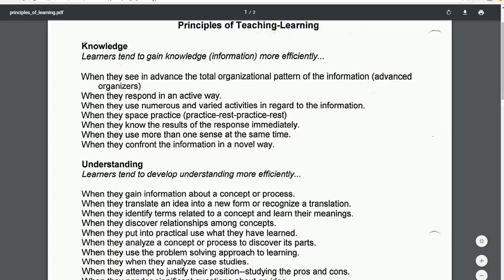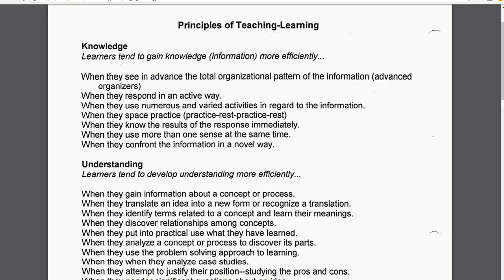So we know that learners tend to gain knowledge and information more efficiently when, and these are a sample of some of the kinds of principles that we know are true about learning and knowledge, they see in advance the total organizational pattern of the information. We call those advance organizers. If they see in advance what they're going to learn and the organization of the information, then when you go to teach it, they better remember it because they've seen it in advance. That's a really great principle.